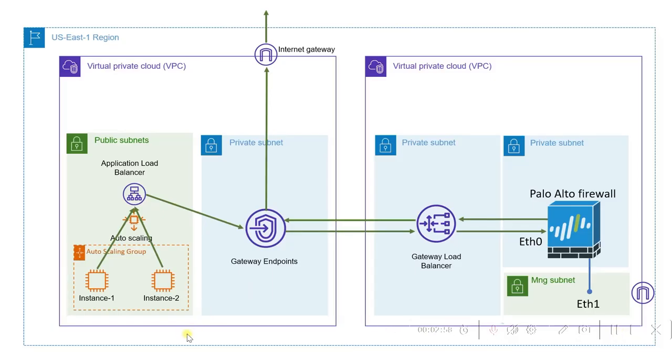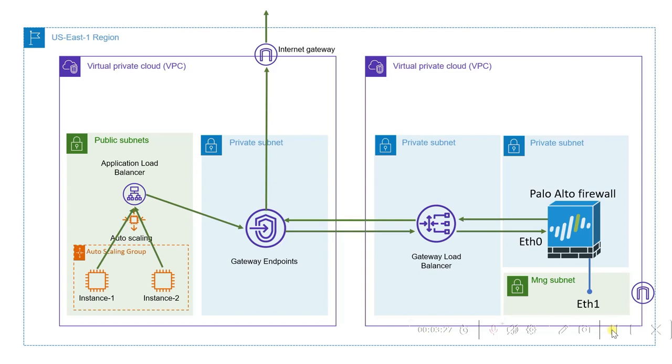In this lab, I'm not going to show you the application load balancer setup because we already did it in the earlier video. If you would like to check how to configure application load balancer along with auto scaling, you can check that video. I can keep that link in the description as well as on this video, so you can go through that and understand how to configure application load balancer along with auto scaling group.